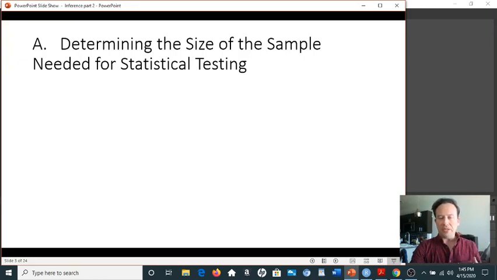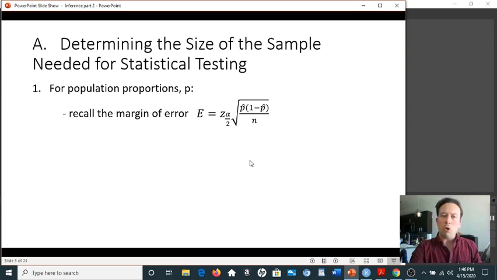So what we're going to do is take the information that we learned from confidence intervals on Tuesday, and we're going to extend that to this, because we can take those formulas for confidence intervals and actually solve for how many people we need in the sample for statistical testing. So one of the confidence intervals that we studied was on population proportions, finding a percentage that represents a population. So recall that the margin of error for this type of statistic is given by this formula.